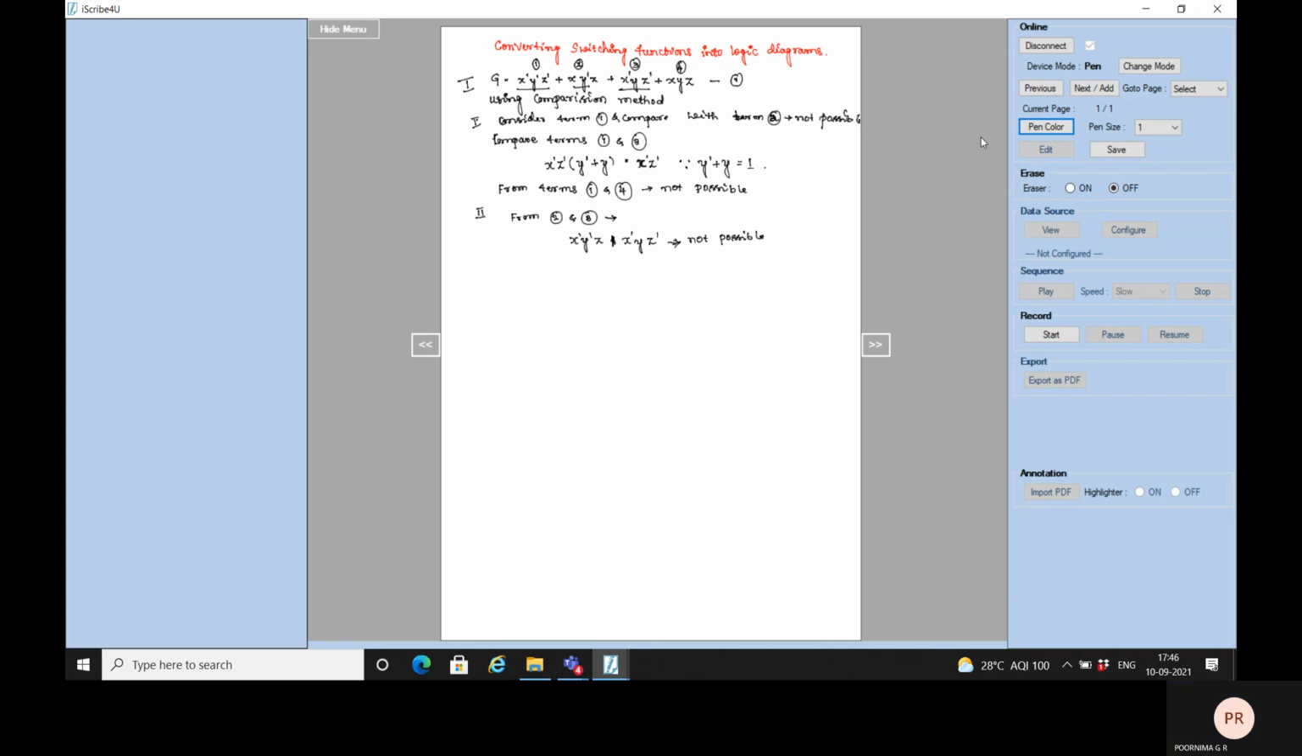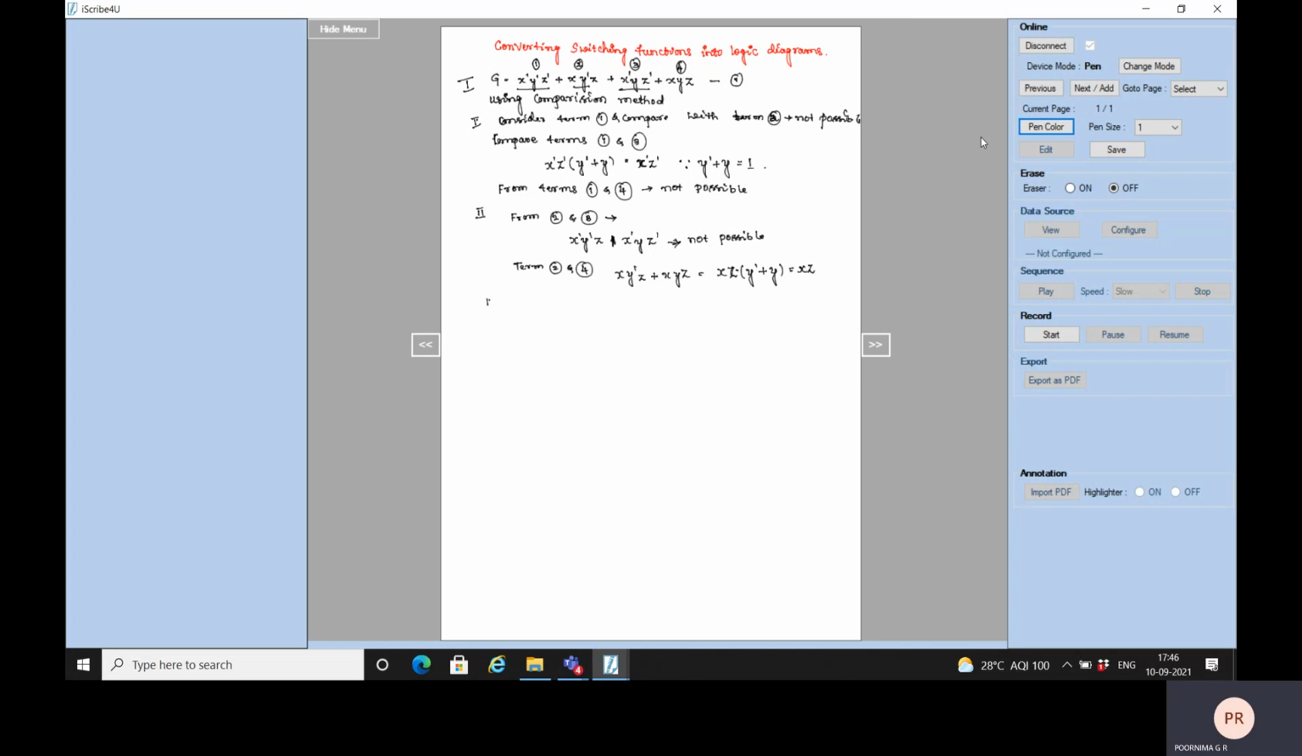Again, the next comparison is between terms 2 and 4. Here we can see x, y bar, z ORed with x, y, z. If you look here, x and z are common, whereas y bar and y ORed can be simplified with the Boolean law. Therefore, the output will be x z.